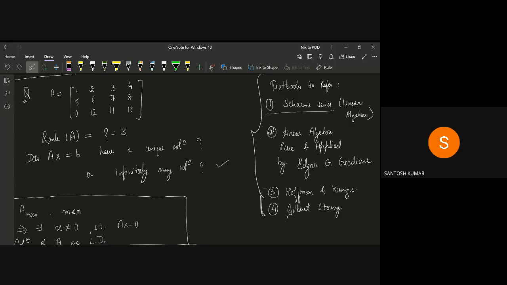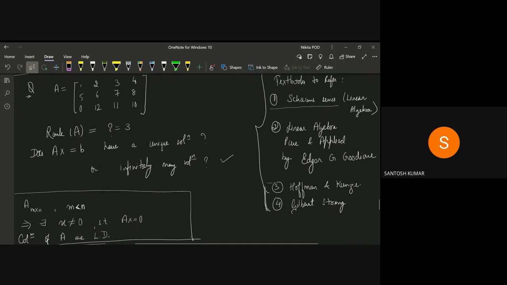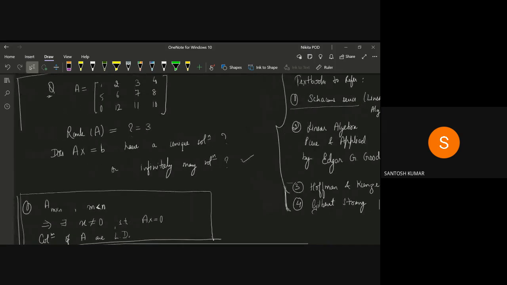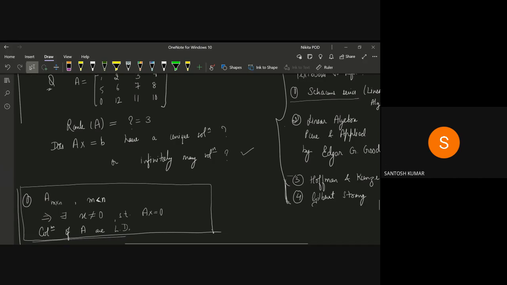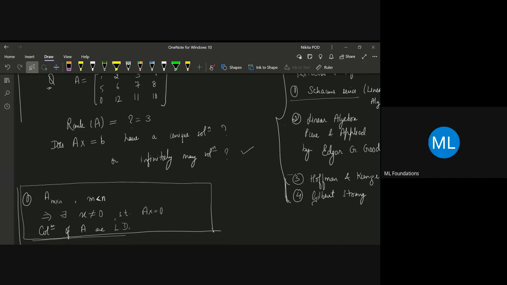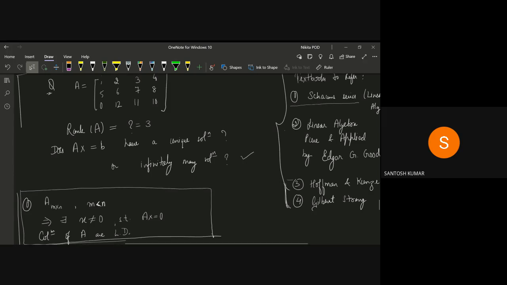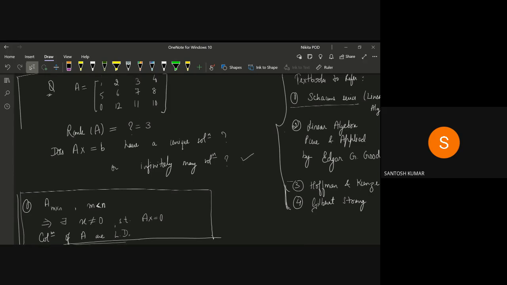Madam, what's the relation between an invertible matrix and independent vectors? If a square matrix is invertible, all vectors belonging to that matrix are independent.